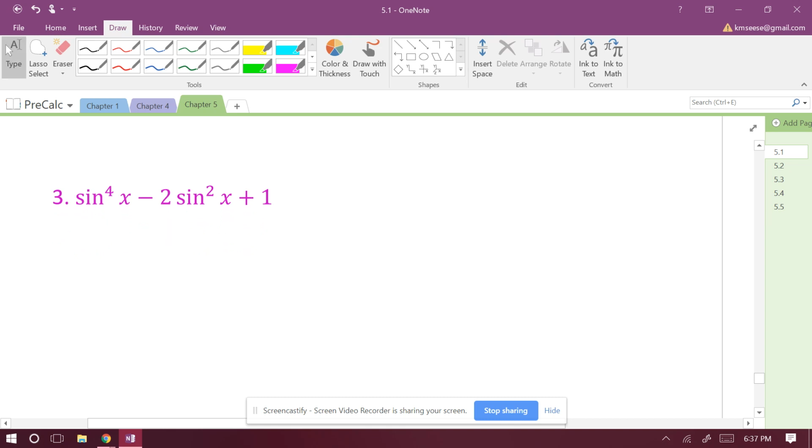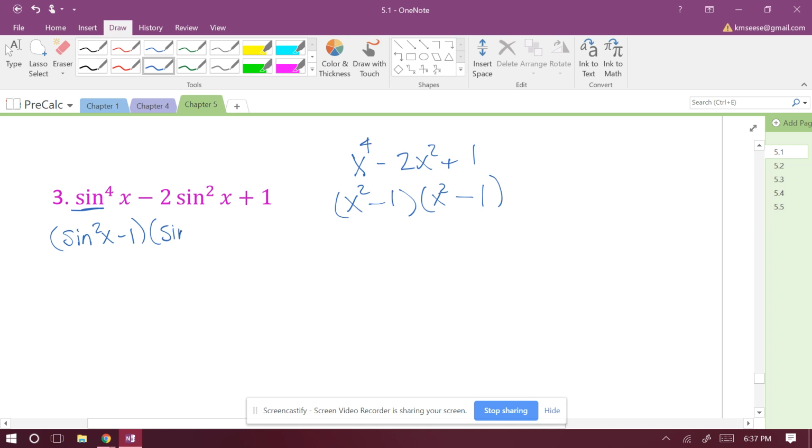Sine to the 4th of x minus 2 sine squared of x plus 1. This is a little tricky to see. So it's sometimes helpful to think of this in terms of x to the fourth minus 2x squared plus 1. Could you factor that? We have an x squared and x squared, the sign here is minus, they're both minus 1 and 1. So now instead of using x squared, you're using sine. So this factors as sine squared of x minus 1 times sine squared of x minus 1. Or you could think of that as sine squared of x minus 1 quantity squared.